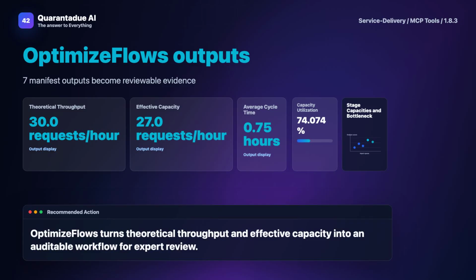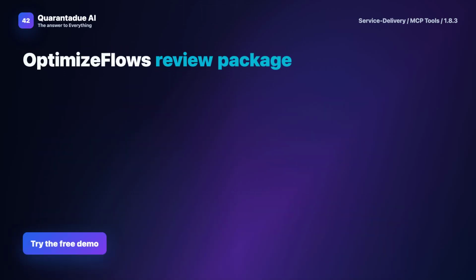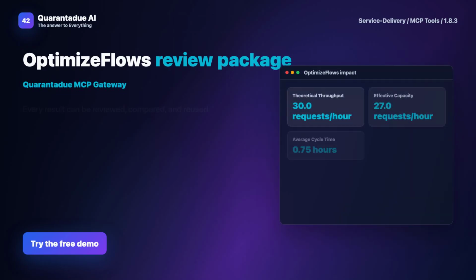Optimize Flows returns structured outputs such as theoretical throughput, effective capacity, average cycle time, recommended WIP limit, and capacity utilization. These outputs are designed to support review, reporting, comparison, and follow-up actions.